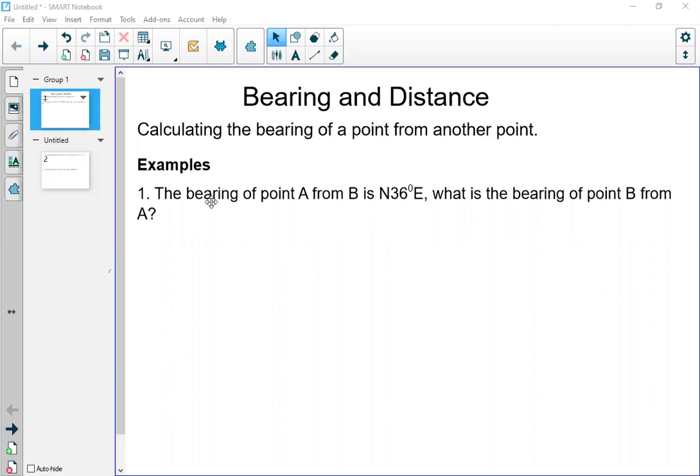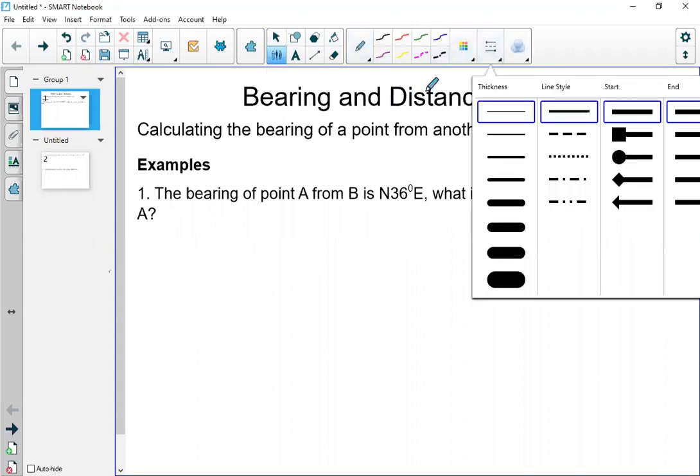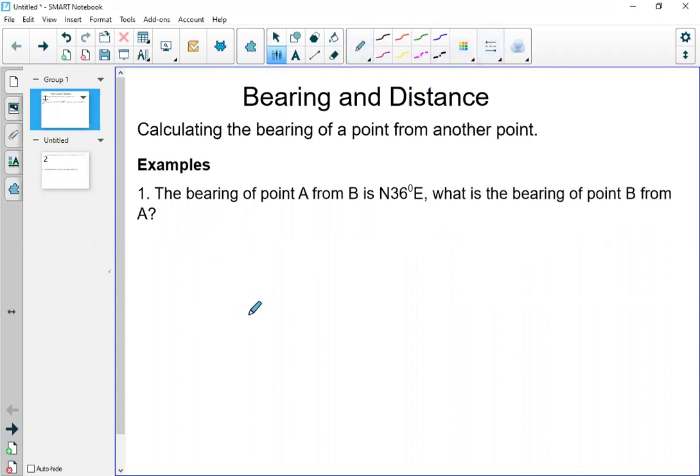Here, I'll take some examples. So here's my first example. It says, the bearing of point A from B is north 36 degrees east. What is the bearing of point B from A? All right, so to answer this question, you make a sketch of the bearing.